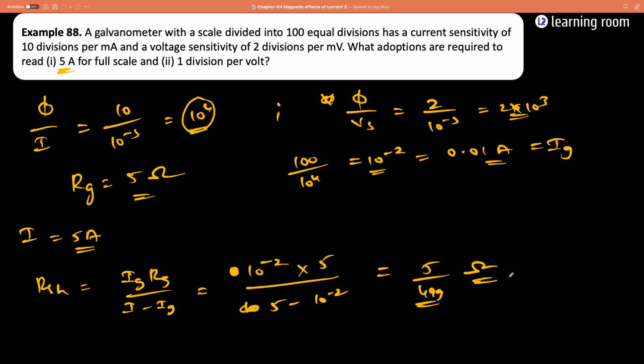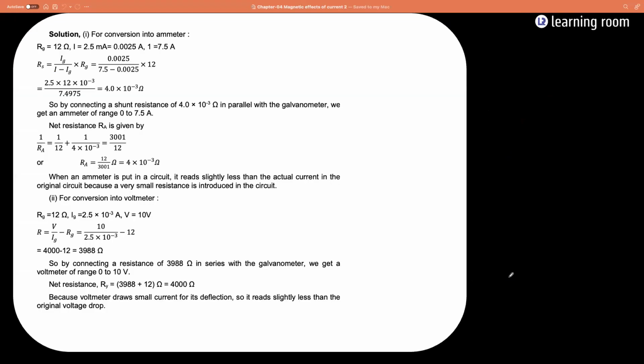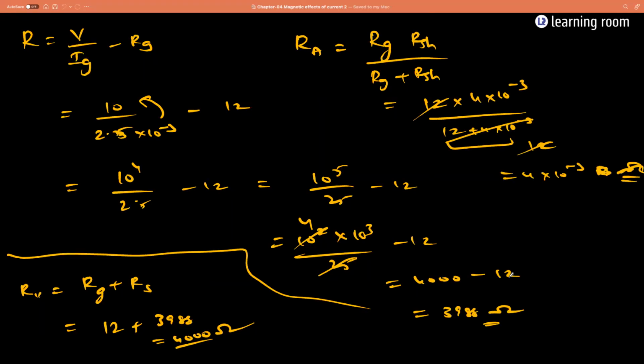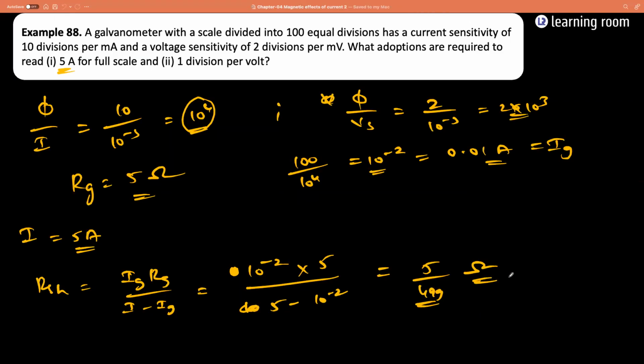Sir, why can't we approximate over here? Because in the previous case, the number was to 3 decimal places, and the other number was also slightly bigger, 12, so that is why we did it. Okay, sir. But here, if you approximate, you are going to get something like 0.01 something. Yes, sir, it would approximately be the same, not a big difference.